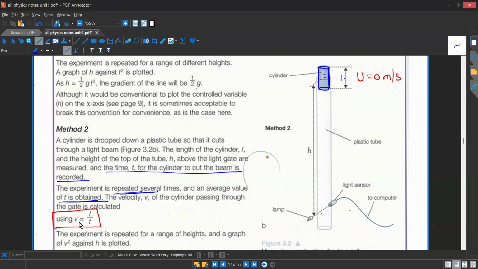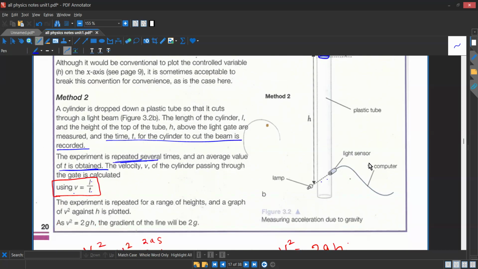Velocity is equal to distance divided by time taken. Here we are making one assumption. We are assuming that at this point it is traveling at constant velocity. It is not accelerating, though it is actually accelerating, by the way. But we are assuming that when it is cutting the light sensors, it is not accelerating, it is traveling at constant velocity.